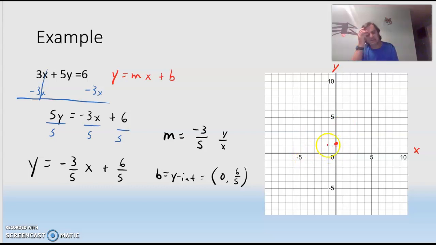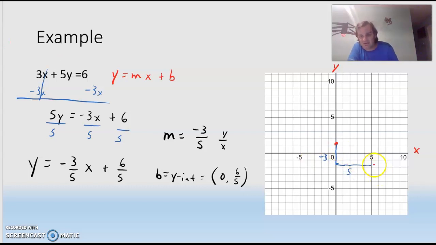Hopefully you can see it. And then the negative 3/5 says I would go down 3. So let's just do that in a separate color. 1, 2, 3. And then over 5. 1, 2, 3, 4, 5. So I went down 3 and I went over 5.